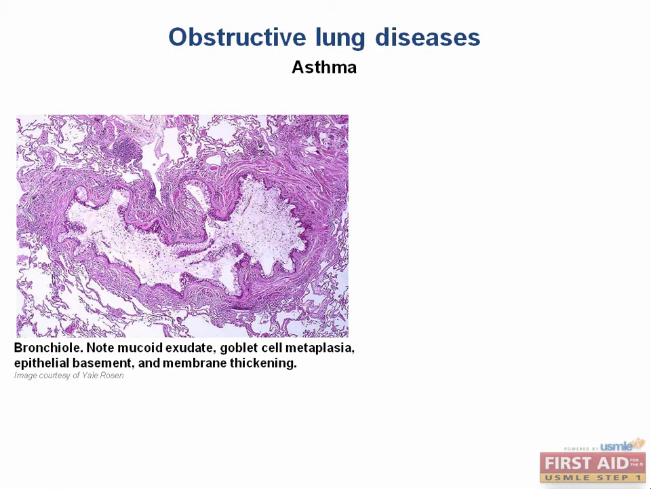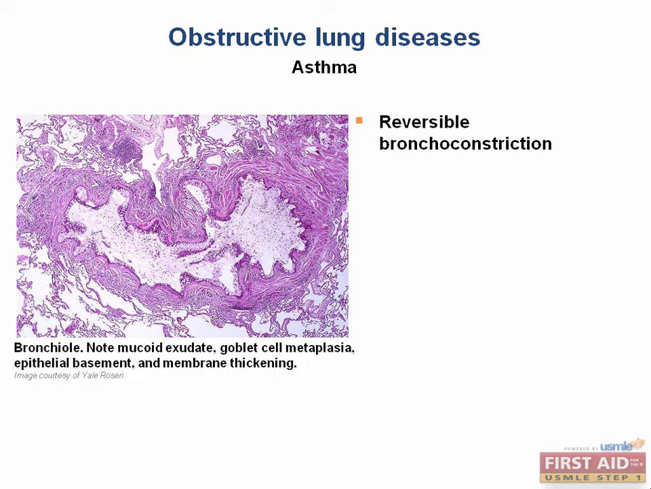Now here's a picture of a patient's bronchiole who has asthma. Note the mucoid exudates in the lumen, the goblet cell metaplasia, and the epithelial basement membrane thickening. So how is asthma different from COPD? Asthma is classically caused by bronchial hyperresponsiveness leading to reversible bronchoconstriction, whereas in COPD, the obstruction tends to be fixed.